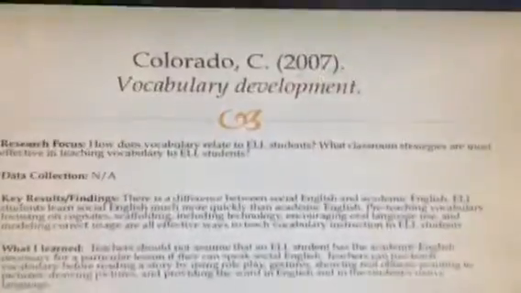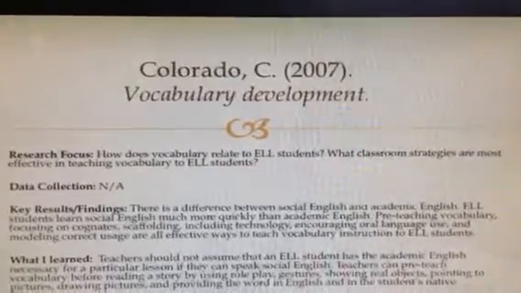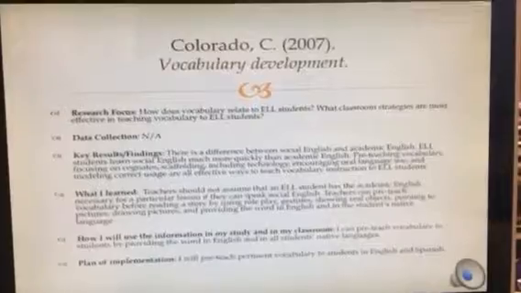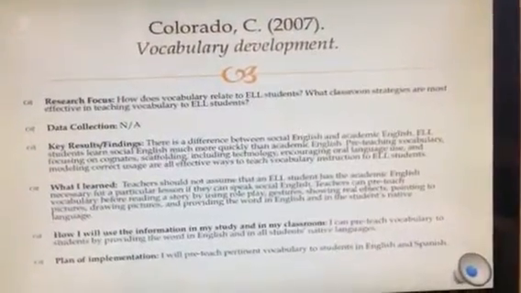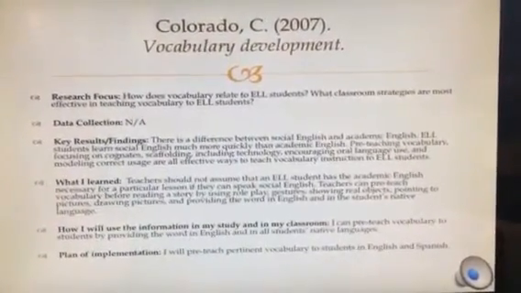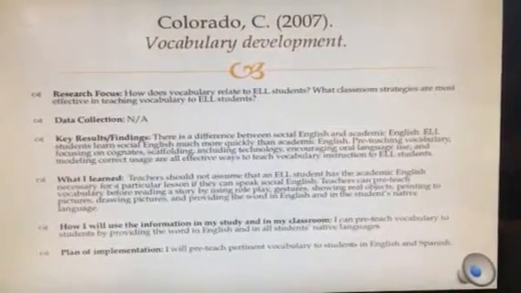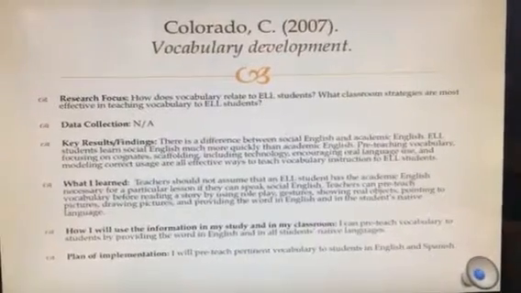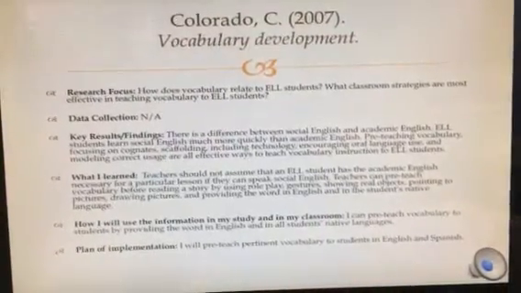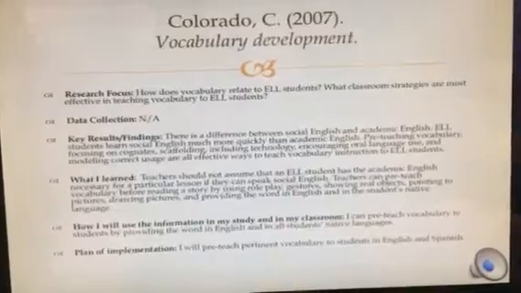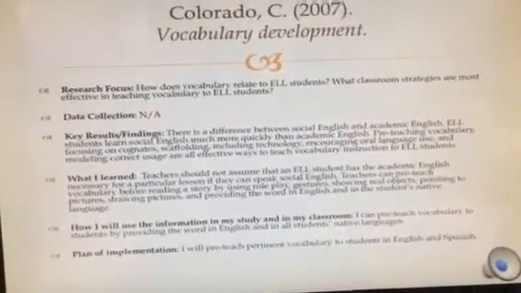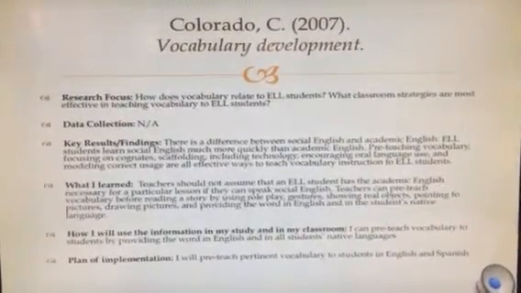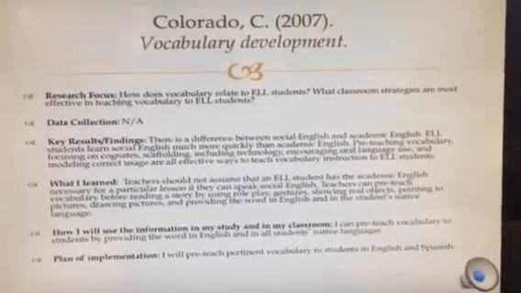The next article I read asked, how does vocabulary relate to ELL students? What classroom strategies are most effective in teaching vocabulary to ELL students? Key findings were that there is a difference between social English and academic English. ELL students learn social English much more quickly than academic English. Pre-teaching vocabulary, focusing on cognates, scaffolding, including technology, encouraging oral language use, and modeling correct usage are all effective ways to teach vocabulary instruction to ELL students.